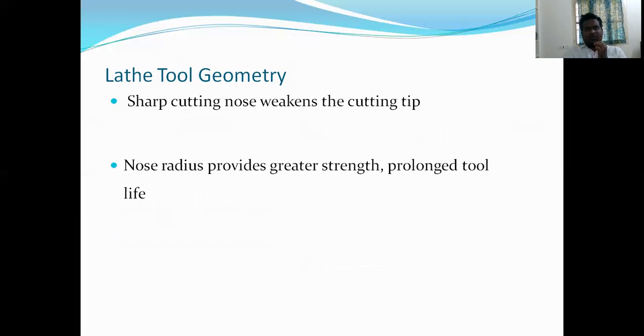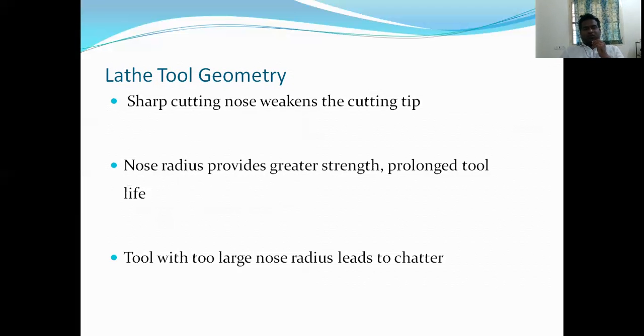Lathe tool geometry. A sharp cutting nose weakens the cutting tip, right? Nose radius provides greater strength and prolonged tool life. A tool with too large a nose radius leads to chatter. These defects will be discussed in the next classes. If the cutting nose is very sharp, the cutting tip will be weakened while doing the operations. The nose radius provides greater strength and prolonged tool life, and too large a nose radius leads to chatter.